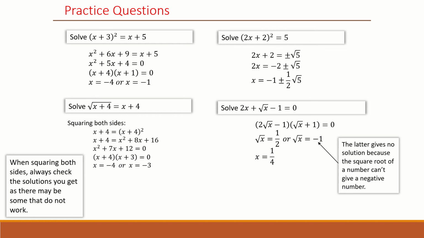And for the final question, you would put them in two brackets. You should get (2 root x minus 1)(root x plus 1) equals 0, where root x equals a half or root x equals minus 1. However, you cannot square root a number to give you a negative number. Therefore, root x equals minus 1 is not a solution. Therefore, the solution of x is a quarter.